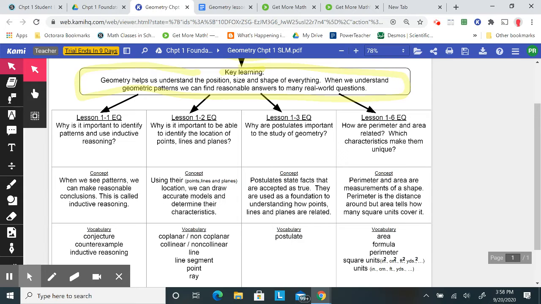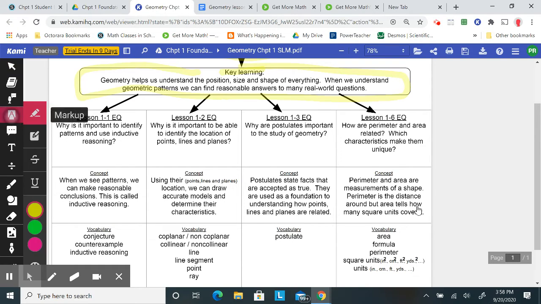All right, so we move on. Let's go to my highlighter again. Let's use green. Lesson 1. Essential question: why is it important to identify patterns and use inductive reasoning? And it says when we see patterns, we can make reasonable conclusions. This is called inductive reasoning. And then there's a vocab list at the end of each of the lessons. Conjecture, counterexample, inductive reasoning are the vocab words for the first lesson.